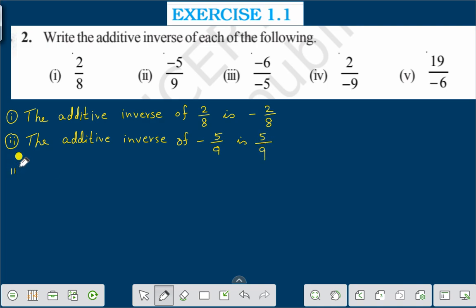Now 3. The additive inverse of minus 6 by minus 5. Minus 6 by minus 5 is minus 6 by 5.